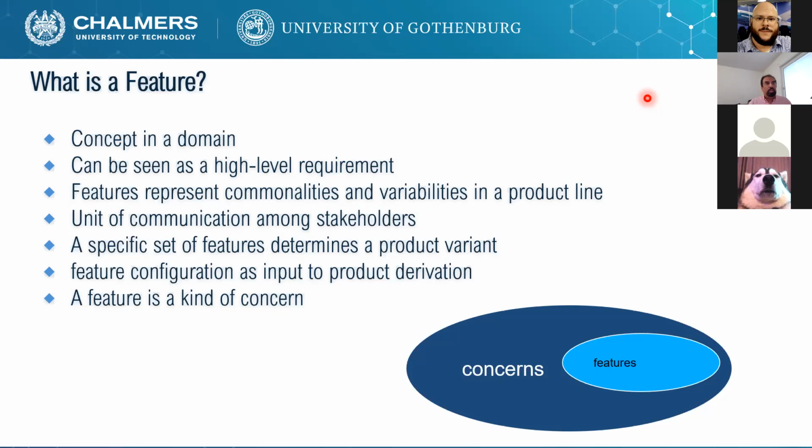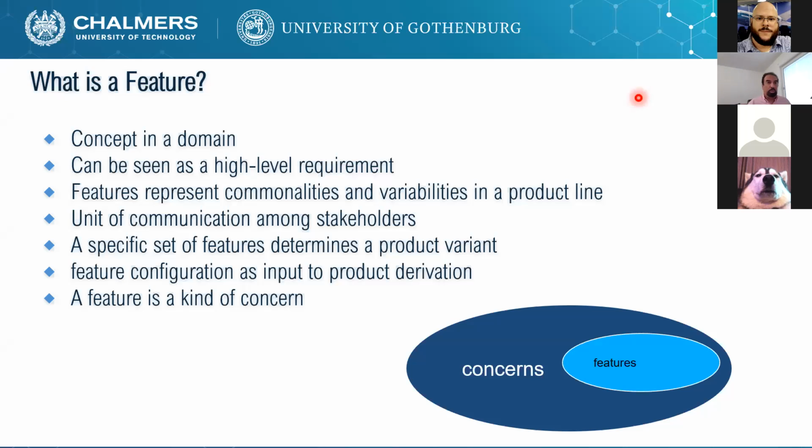So specific sets of features determine a product variant. You will be justifying your feature model by explaining your product variants and how you are going to get optimal product variants from this arrangement. So the feature configuration is the input to product derivation. Exactly. It's your input to produce the product line, or if you will, product derivation. You want to derive the product from the feature model.